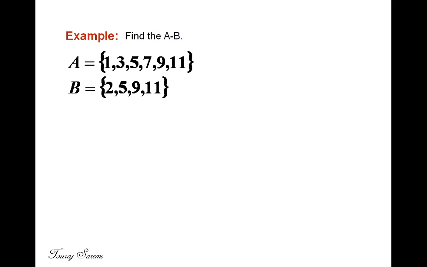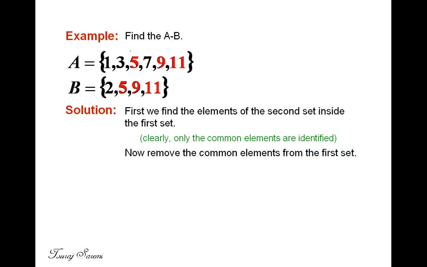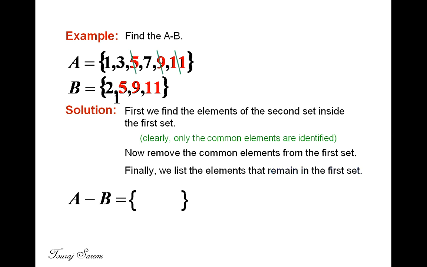Example: find A minus B. Solution: first we find the elements of the second set inside the first set. Clearly, only the common elements are identified. Now remove the common elements from the first set. Finally, we list the elements that remain in the first set. Note: A minus B is equal to A minus the intersection of A and B.